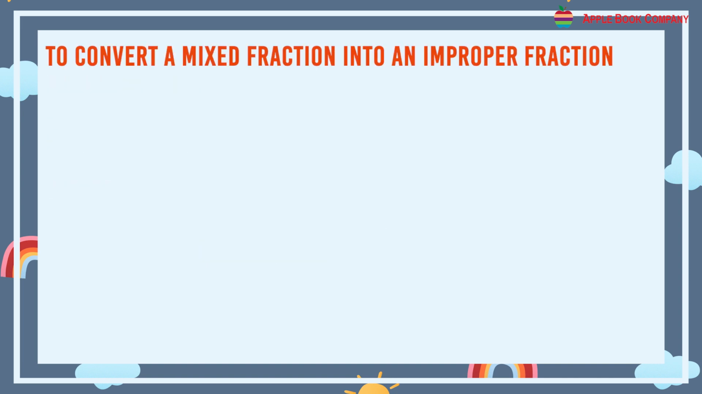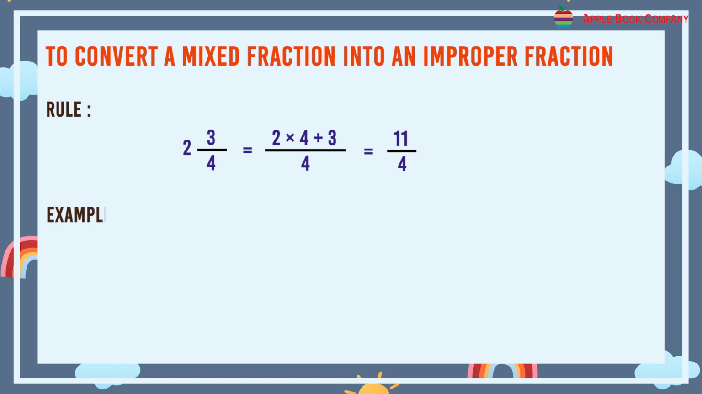To convert a mixed fraction into an improper fraction. Rule: to change a mixed fraction into an improper fraction, multiply the whole number with the denominator and then add the numerator to the product. The result is the numerator of the improper fraction while the denominator remains the same. For example, 7 2 by 5 equals 7 into 5 plus 2 by 5 equals 37 by 5.